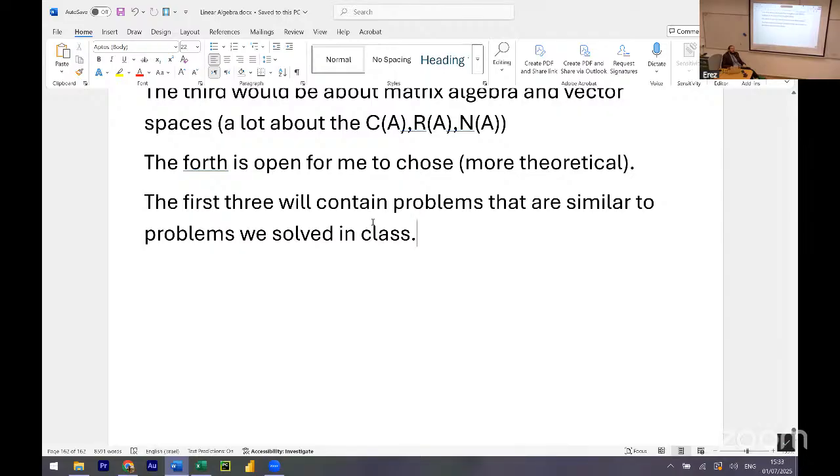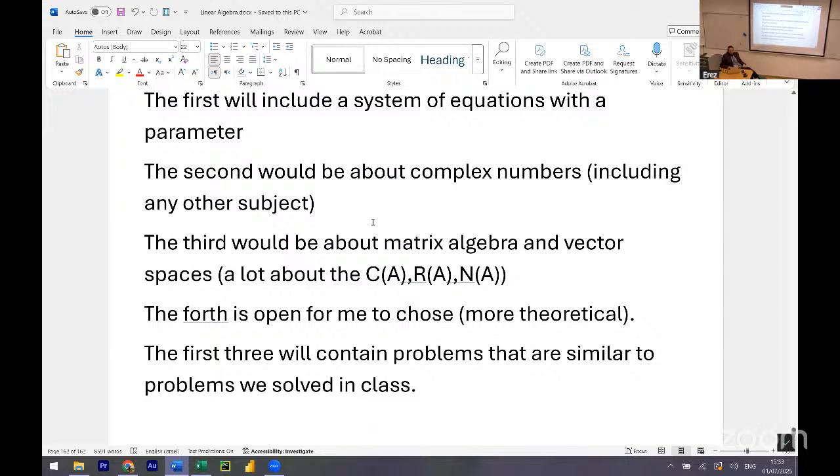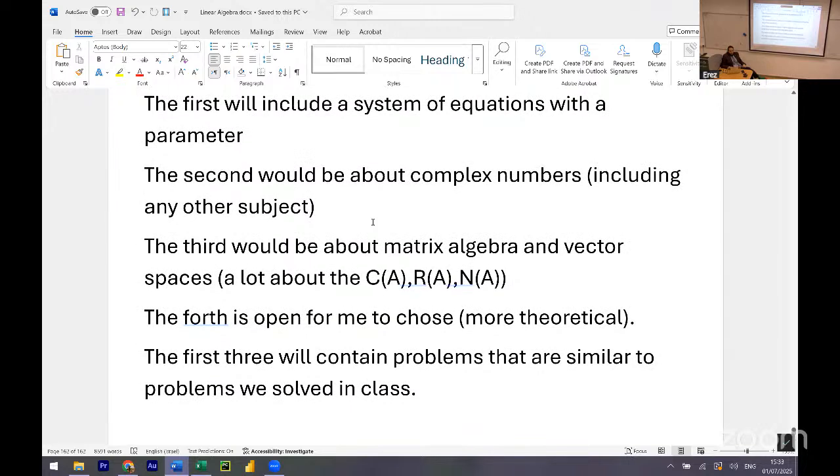When you say the second would be about complex numbers, including any other subject, what does that actually mean? I said it could be matrices with complex numbers, system of equations with complex numbers, a vector space over the field of complex numbers. So in any case, it'll be applying our knowledge that we did with complex numbers. I think the easiest example is doing Gauss elimination using complex numbers.